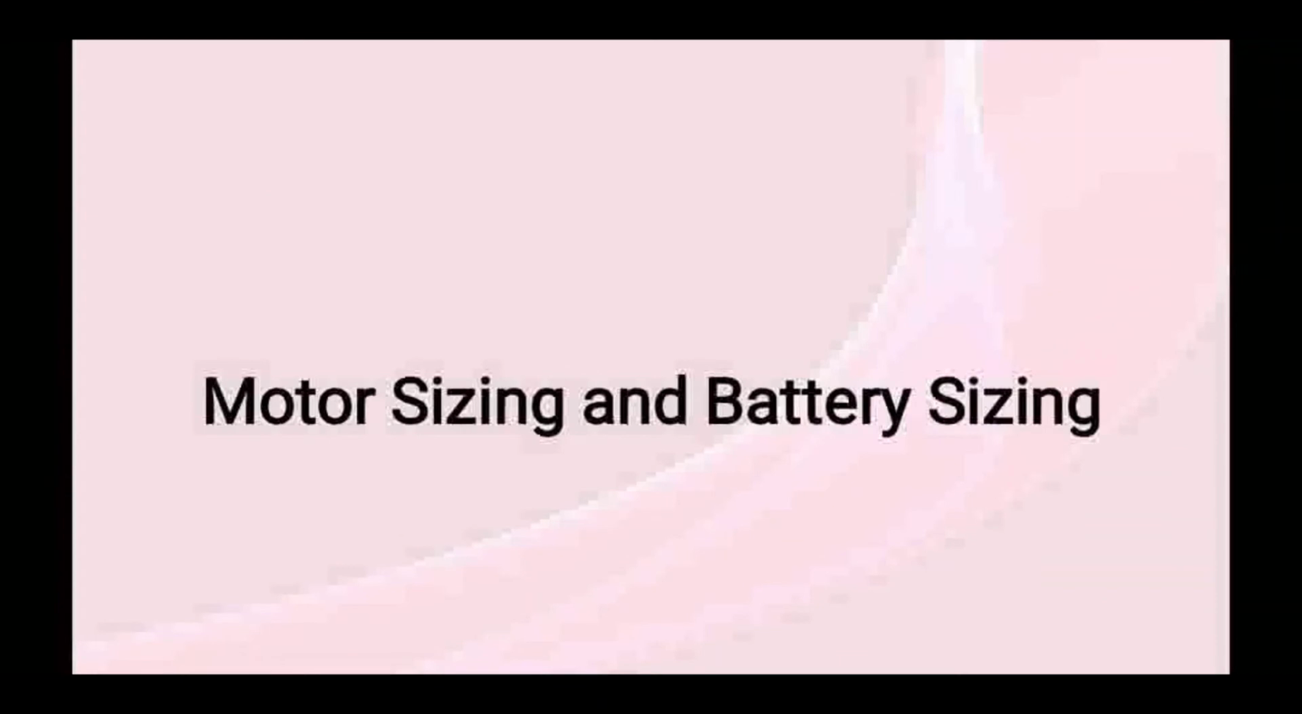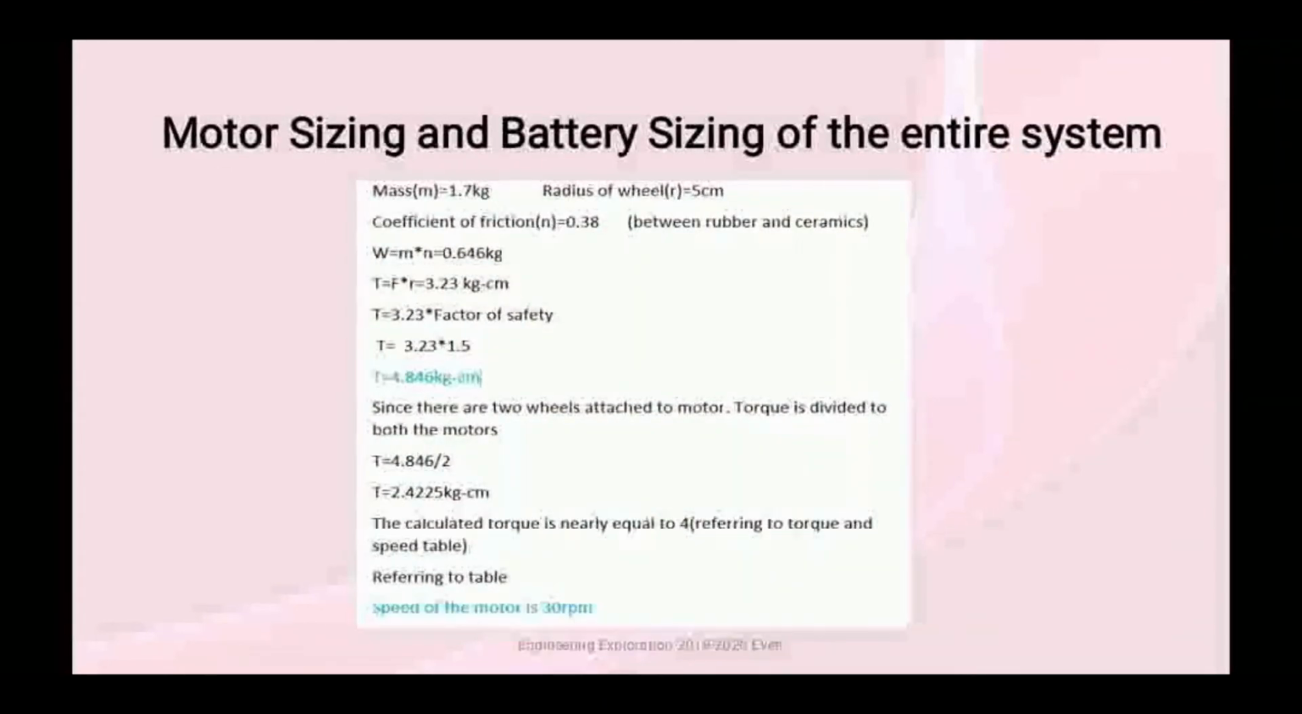Motor sizing and battery sizing. The mass of our boat is 1.7 kg. The radius of the wheels is 5 cm. Thus, we have calculated the torque, which is 4.846 kg/cm. Since there are 2 wheels attached to the motor, the torque is divided between both the motors, which is equal to 2.4225 kg/cm. Referring to the torque at speed table, we finally calculated the speed of the motor as 30 rpm.